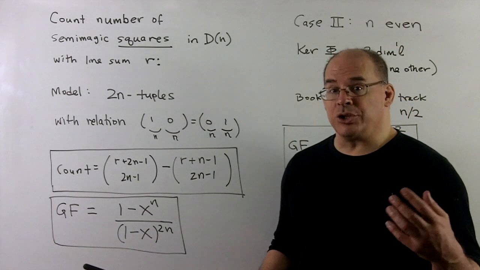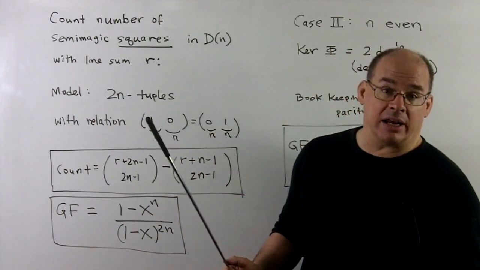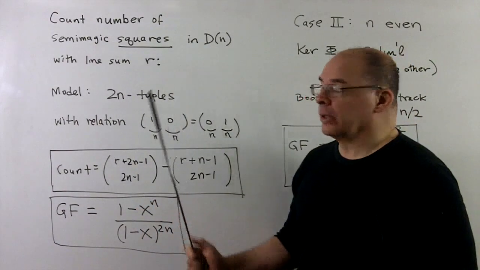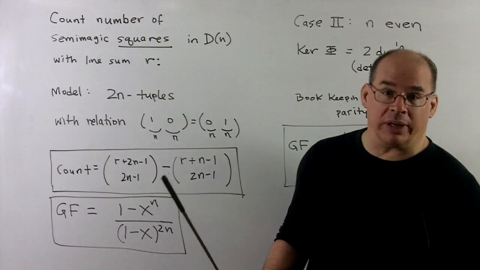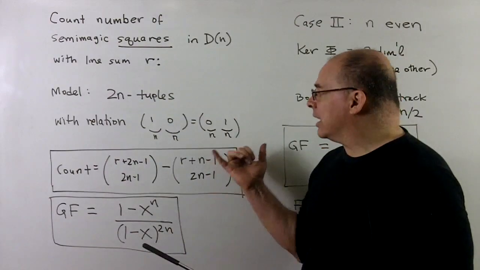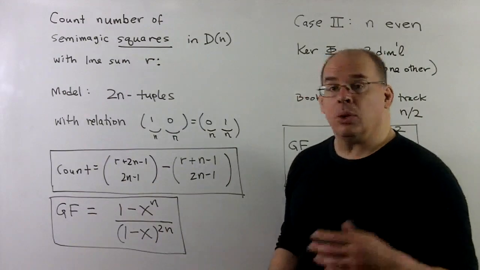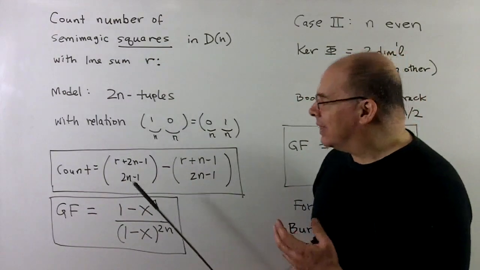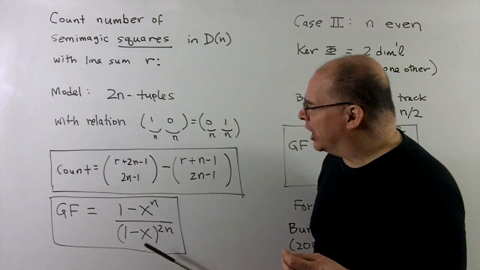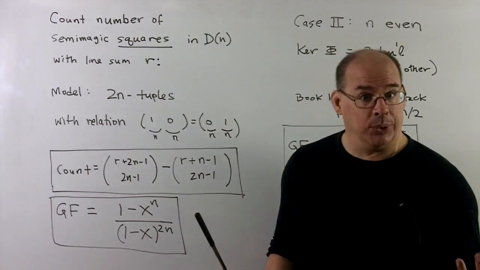Now let's return to the original problem. I want to count semi-magic squares, so non-negative integer coefficients, in D_n with line sum R. We have the same model as before, only now we're working with 2n-tuples. For the relation, I can move n 1s from the second part to the first part and back. We have our unique representation. That gives our count using multiset counting, and I get the generating function (1 minus x to the n) over (1 minus x to the 2n).